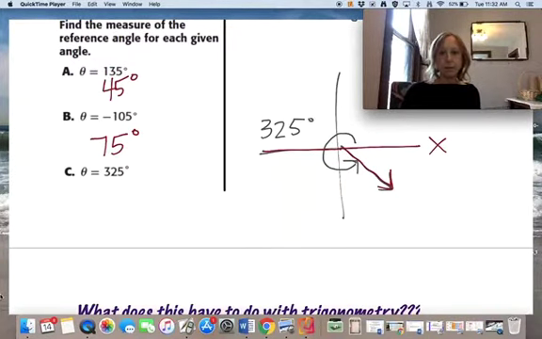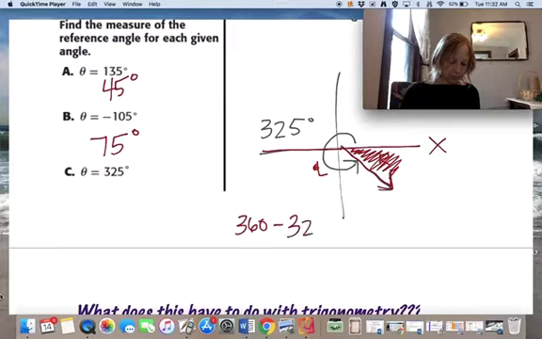And so again, where is the acute angle? Is it on the left or is it on the right? The acute angle is less than 90. It is right here on this right-hand side. To figure out the measurement of this angle, it looks like what we need to do is take 360 and subtract 325. And then what we get is a 35-degree angle.